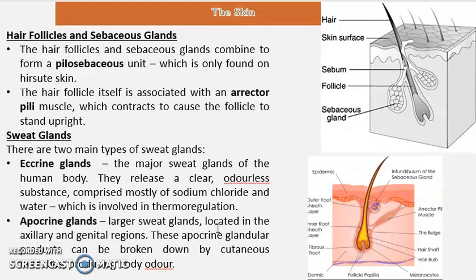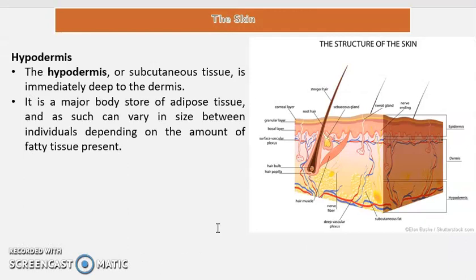The third layer of skin is hypodermis. The hypodermis, or subcutaneous tissue, is seen immediately deep to the dermis. It is a major body store of adipose tissue, and as such can vary in size between individuals depending on the amount of fatty tissue present.